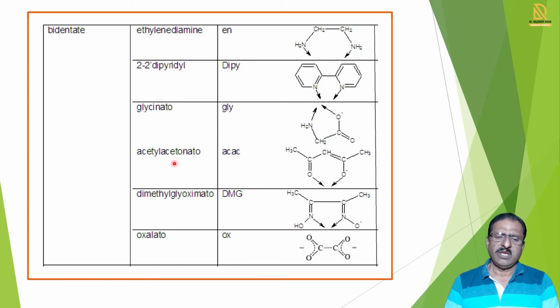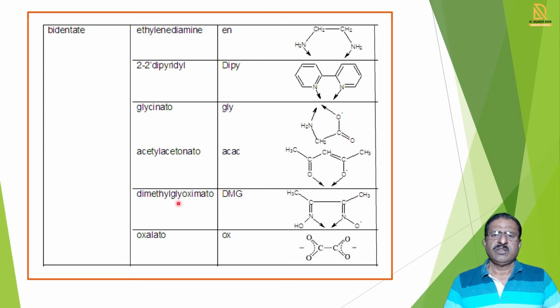Now the next example is acetylacetonate. This acetylacetonate is one bidentate ligand. It is shortly denoted as ACAC, and the formula of ACAC is in this way: CH3 C double bond O, CH, C CH3 O minus. Now if we see the symmetry here, CH3 C double bond O, at the center there is CH, again CH3 O minus. So here we can observe that there is symmetry, but the charge on the oxygen atom is not the same.